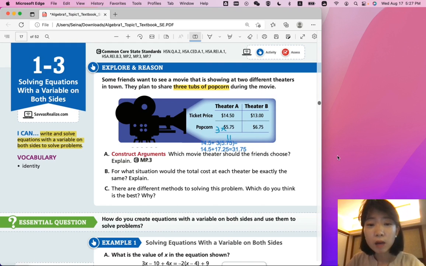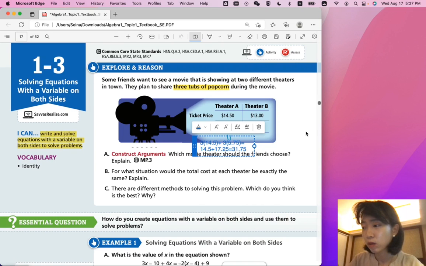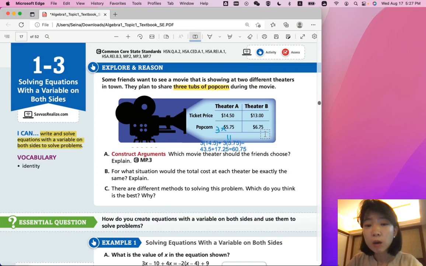Oh wait, we need to include the ticket price as well. 3 times 14.5, so that's 43.5. So 43.5 plus 17.25 should be 60.75.